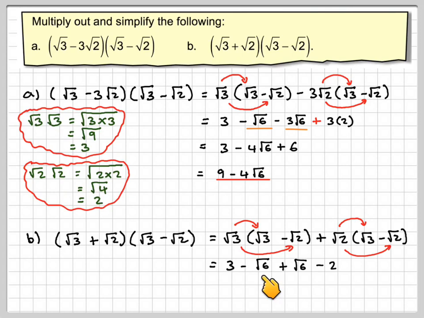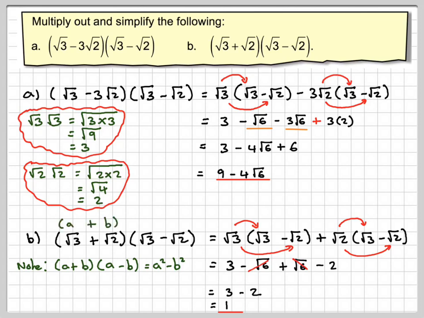Right, we will notice here we've got minus root 6 and plus root 6. They will cancel each other out. And then we're left with 3 minus 2. I wrote that down like that for a reason, which is equal to 1. Now, you might have noticed this, that a plus b times a minus b, which is what we've got here, a being root 3, b being root 2, is equal to a squared minus b squared.